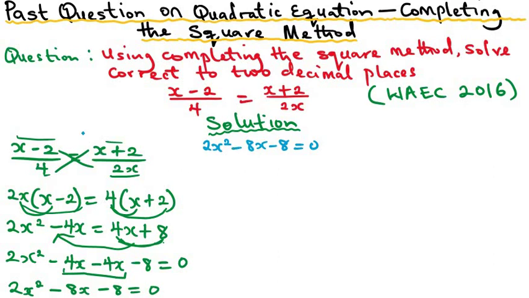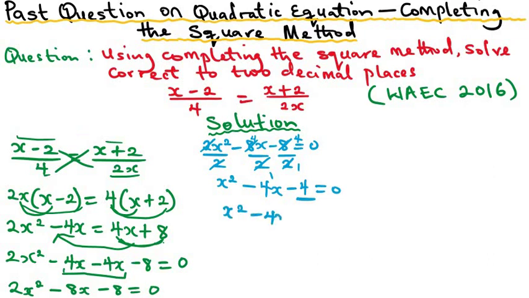The first step is to divide all through by the coefficient of x squared, which is 2. So we have x squared minus 8 divided by 2, which is 4x, minus 8 divided by 2, which is 4, equal to 0. The next step says take this to the right hand side. So we have x squared minus 4x equal to 4. When minus 4 crosses the equation sign, it gives us plus 4.